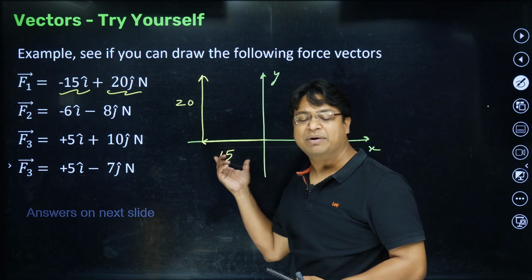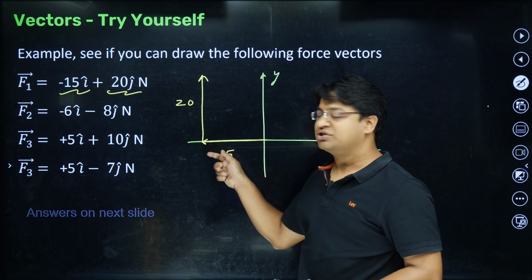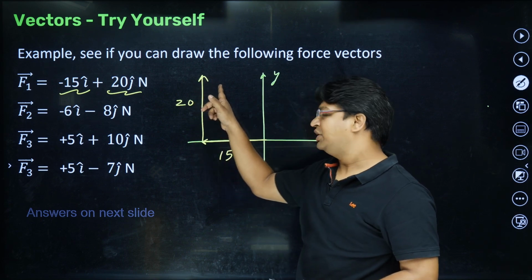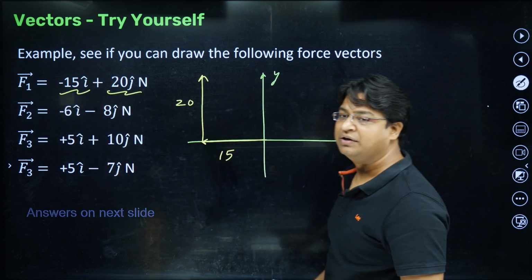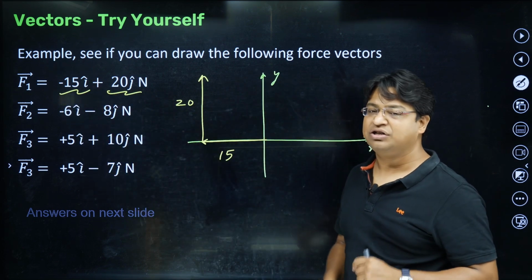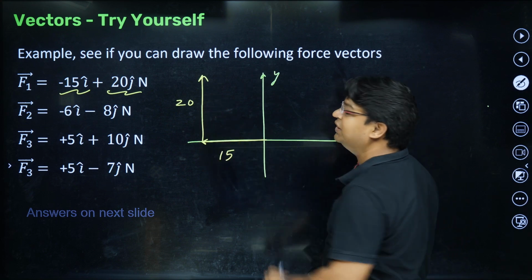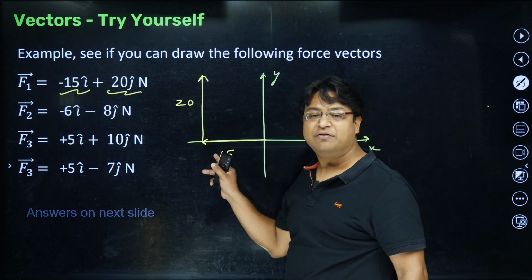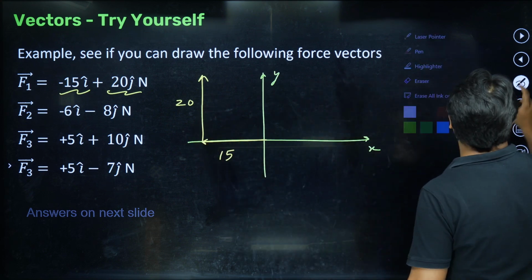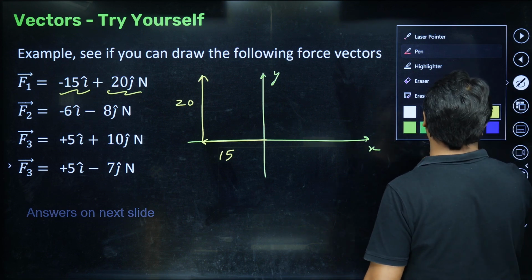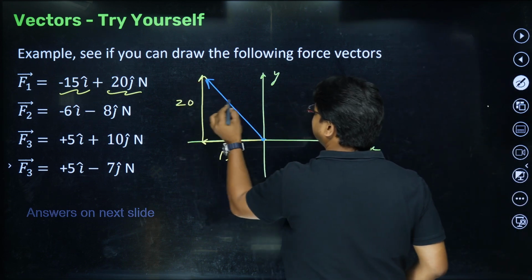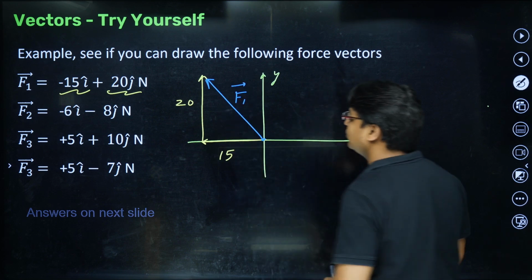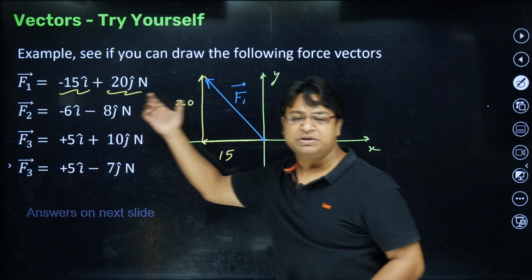This one is a vector of magnitude 15 in the negative x direction. This is a vector of magnitude 20 Newton in the positive y direction, and the sum of these two will represent F1. From the triangle law of vector addition, we know that these vectors are properly arranged right now. The head of one lies on the tail of the next. If we join the free tail with the free head like this, then this would represent the F1 vector. So we have now represented the F1 vector.